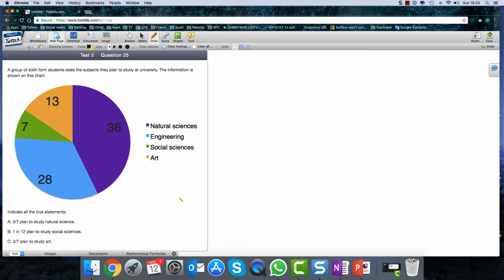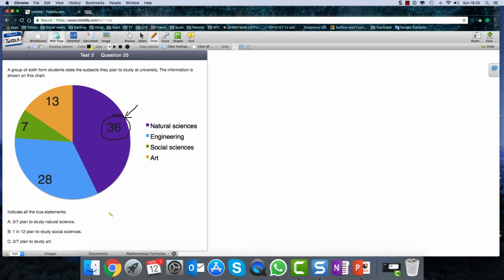Okay, so we look at this pie chart and we haven't got percentages this time. We've got numbers of pupils, and again, that's very important. You need to look at a number and know what it means. So this 36, it could be 36%, but it would have to explain that to us somewhere, and it doesn't. It says a group of sixth form students state the subjects that they plan to study at university. The information is shown on the chart. 36, not 36%.